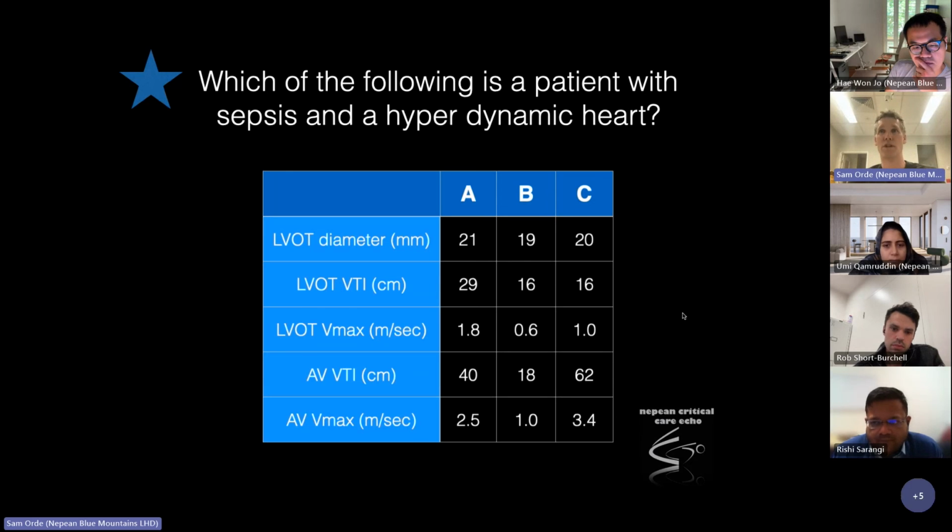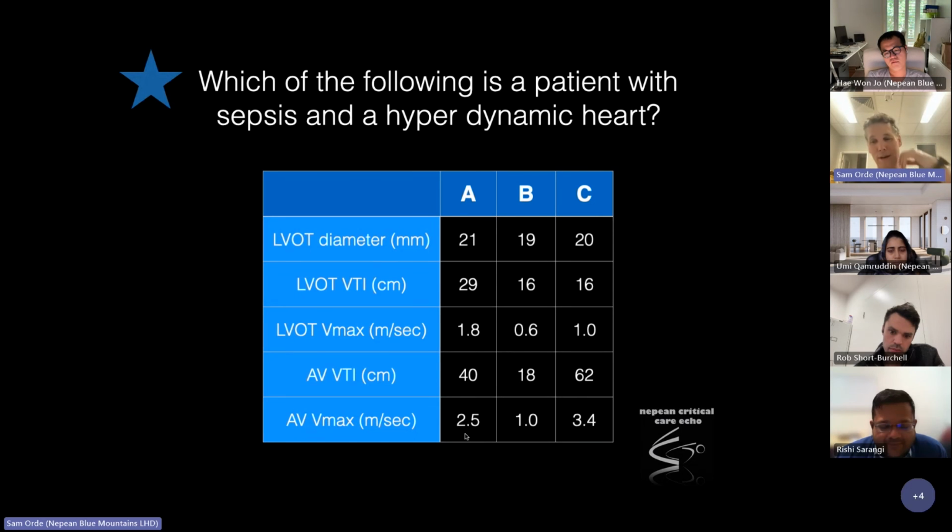Rishi, which of the following is a patient with sepsis and a hyperdynamic heart? A, B, or C? Sorry, I didn't understand the question. So you've got three patients here, okay. Patient A, B, or C. I've given you what the diameters are. I've given you a VTI. I've given you an LVOT Vmax. I've given you an aortic valve VTI, and I've given you an aortic valve Vmax.